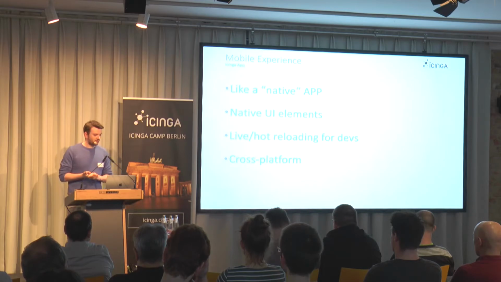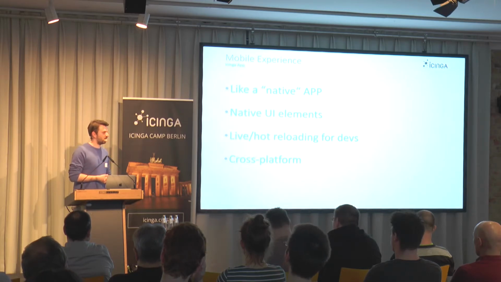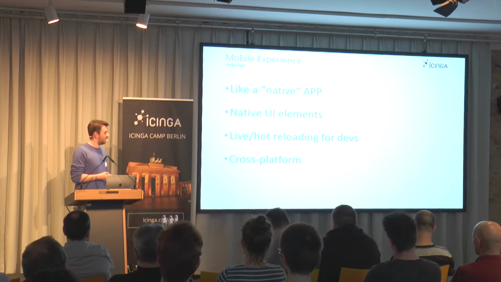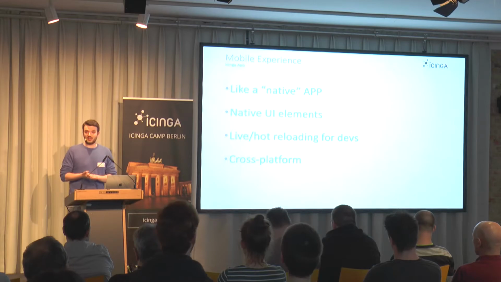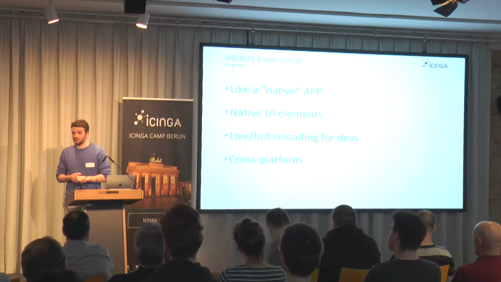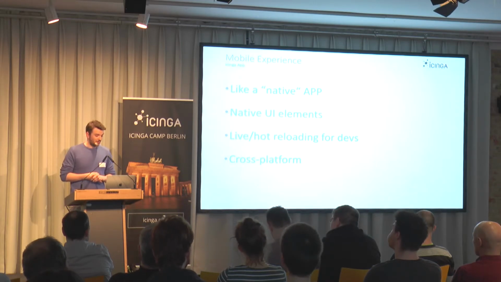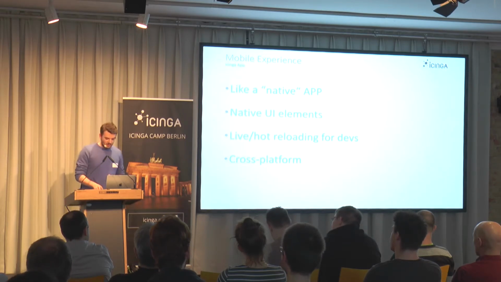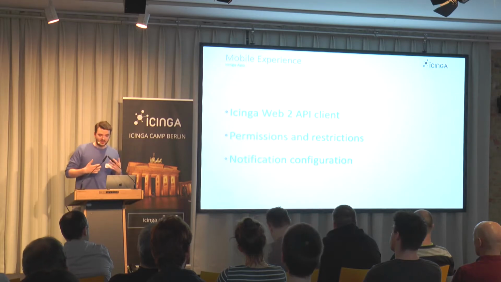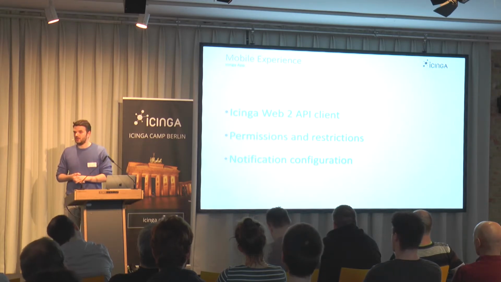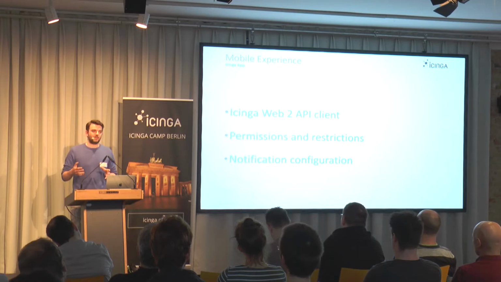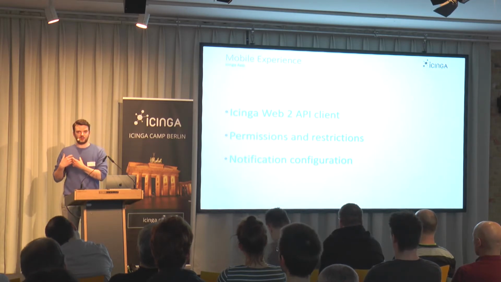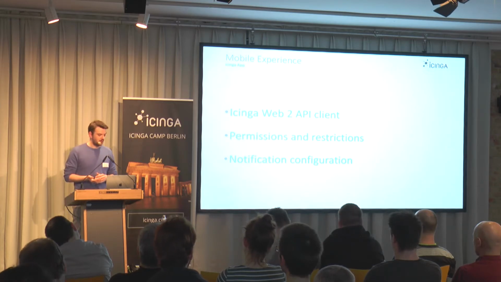And most of the code you write is already cross-platform, so it's no problem to build or publish an iOS and Android app. We won't have a Windows app, obviously, but we think about maybe optimizing the app for iPad as well. Basically, the mobile app is nothing else than an Icinga Web 2 API client. So the app reuses the permissions and restrictions you have configured in Icinga Web 2, maybe.